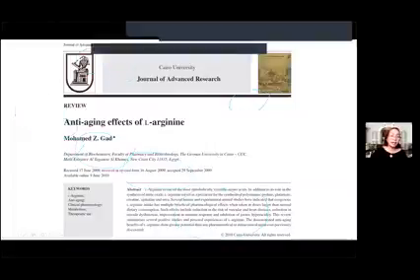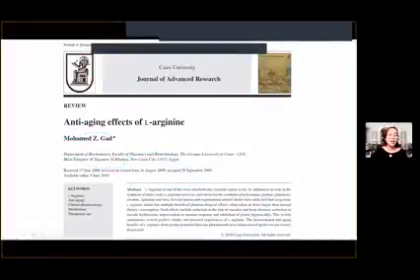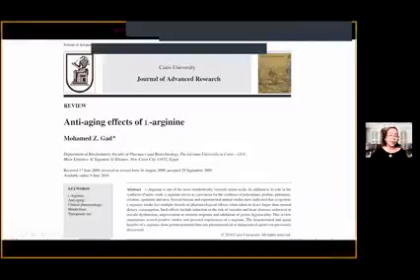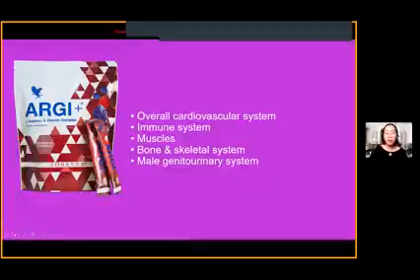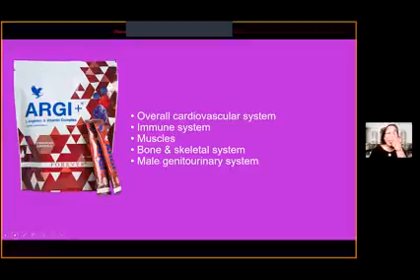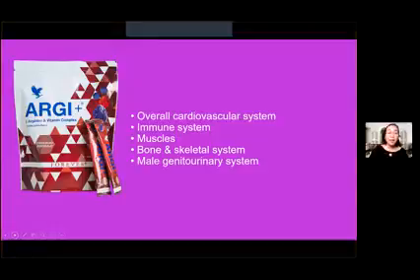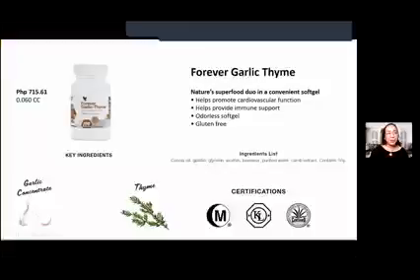So, oh, look at that. Arginine has an anti-aging effect. Okay, so if you have this anti-aging effect, it follows that the cells in the body age more slowly. So it's almost always healthy. So RG is very good for overall cardiovascular system health, immune system, for the muscles, for the bone and skeletal system. Okay, the bone marrow is there, and the male genitourinary system. Okay, and then there's another surprise.